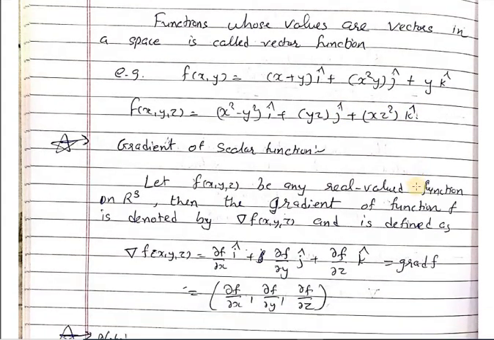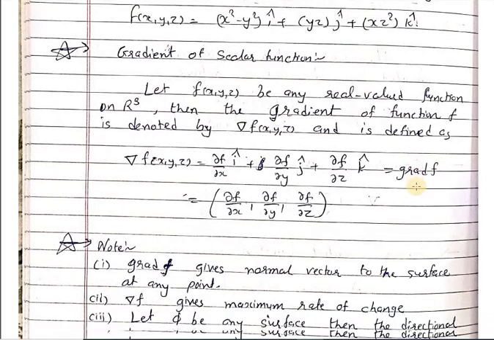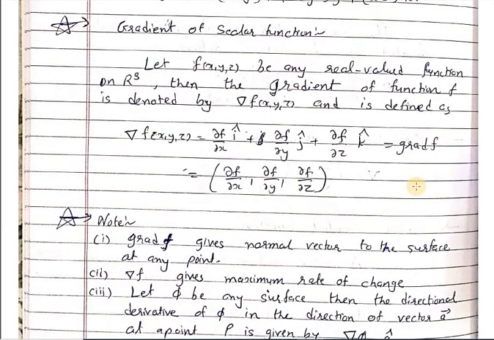Now, there are two types of functions. Using these two functions, we are going to operate the operator del on them. First we are operating it on a scalar function. Then it is called a gradient, the gradient of a scalar function.